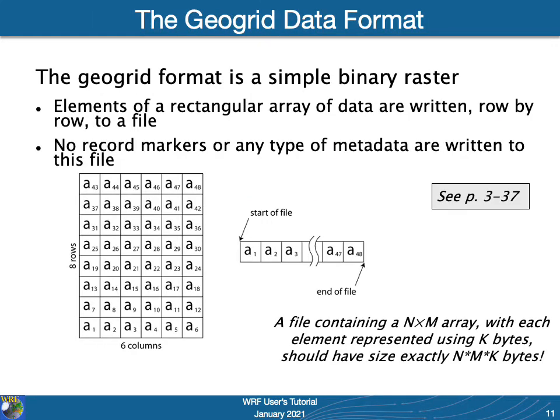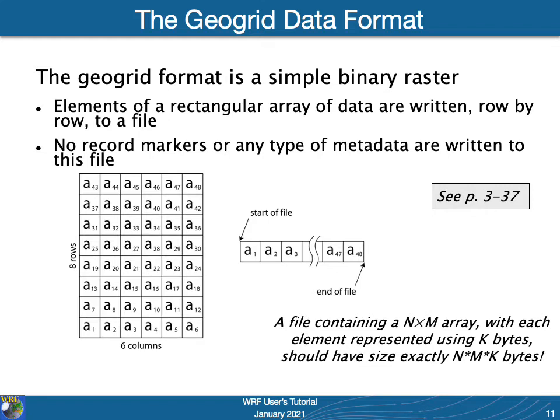Now, the binary data format that the geogrid program can understand is a simple binary raster format. And so you can imagine taking your data set and putting it into a rectangular array in memory, and then writing that array out column by column and row by row to a file, without including any sort of header information and no record markers of any kind. So for example, if we had a data set that had 6 columns and 8 rows, by convention we begin writing out the southwest corner first, and then we progress across columns, writing them each out to the file, and progressing through the rows until we finally write out the last column of the last row in our rectangular array.